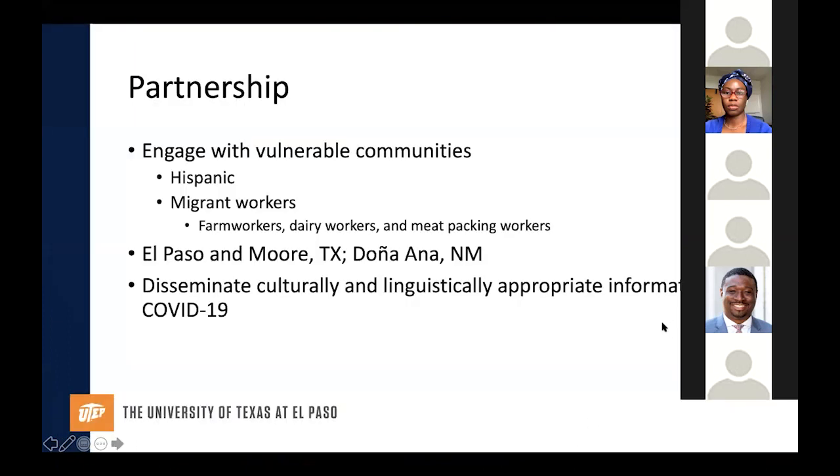So recognizing that COVID-19 has disproportionately impacted communities of color and certain populations, our efforts entail engaging with migrant workers, that is farm workers, dairy workers, and meatpacking workers of rural communities in El Paso and Doña Ana counties in Texas and New Mexico, to disseminate culturally and linguistically appropriate information on COVID-19. Next slide.